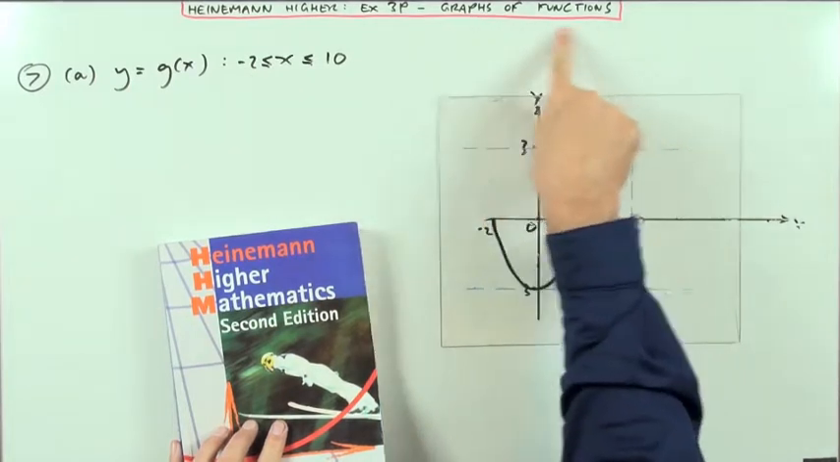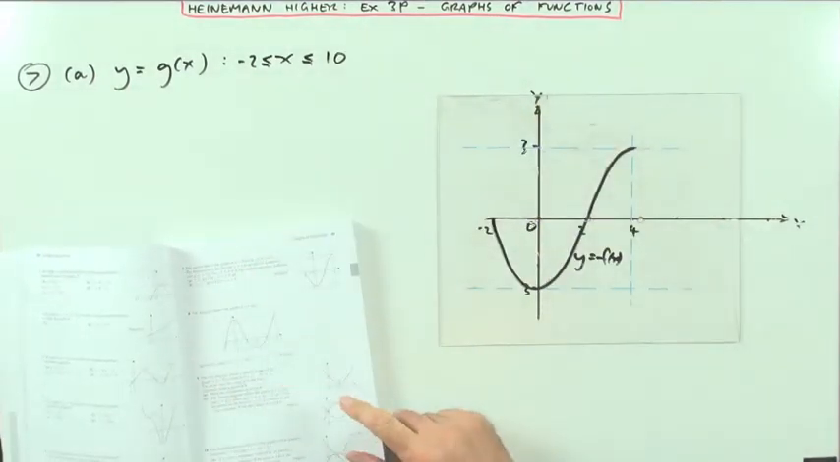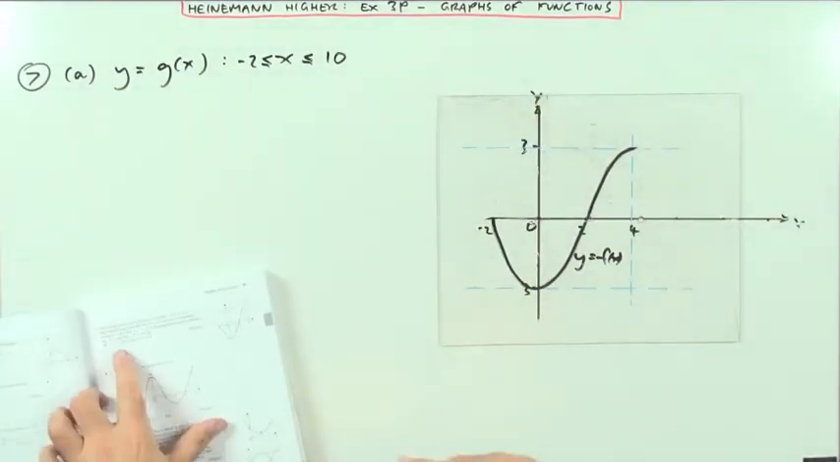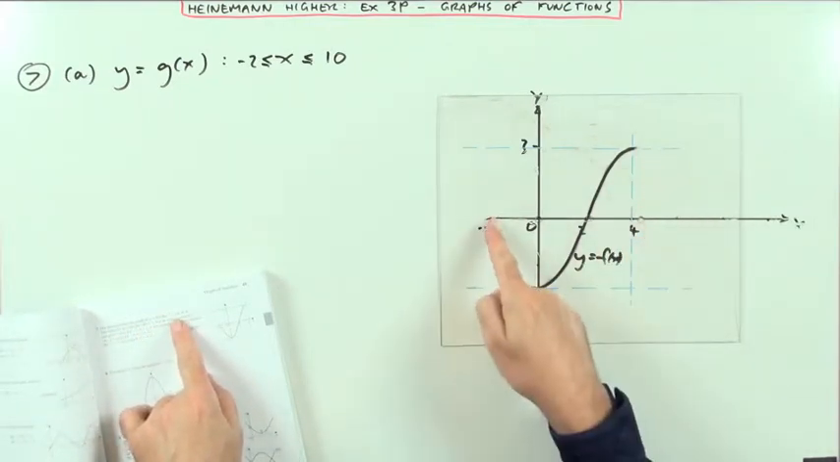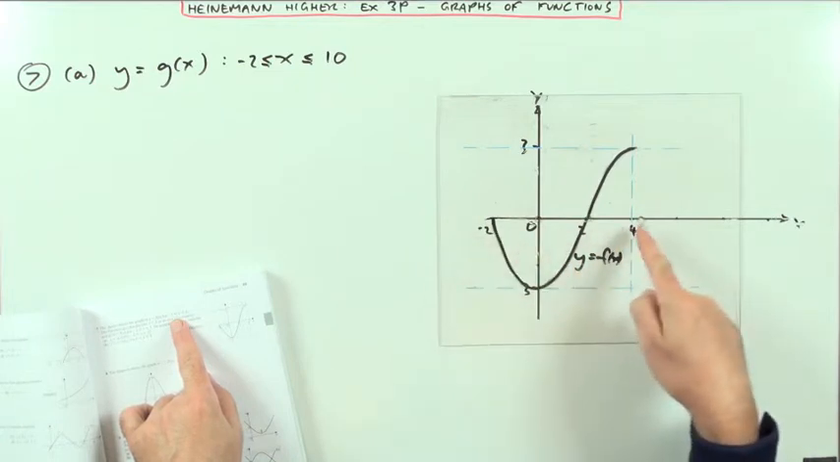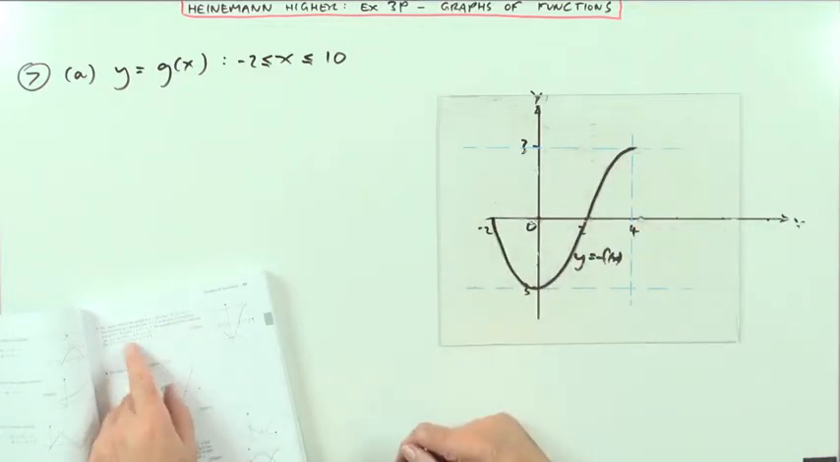Heinemann Higher, graphs of functions, exercise 3p, number 7, another former Higher. What's it this time? The sketch shows the graph of y equals f of x, for this domain, just going from negative 2 to 4. That's all that exists of it.